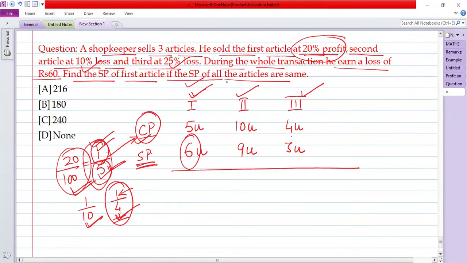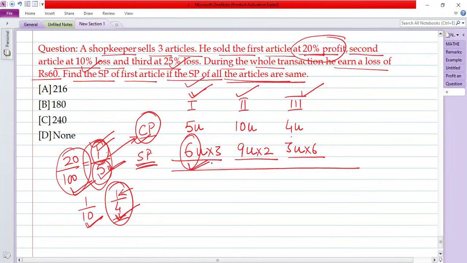Now the selling prices of all the articles are the same. So here I multiply this by 3, this by 2, and this by 6. So here it is 18 units, 18 units and 18 units. So all the selling prices are the same.